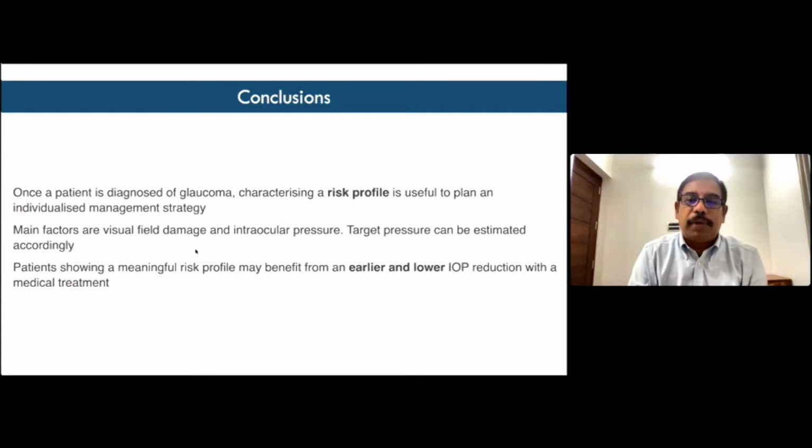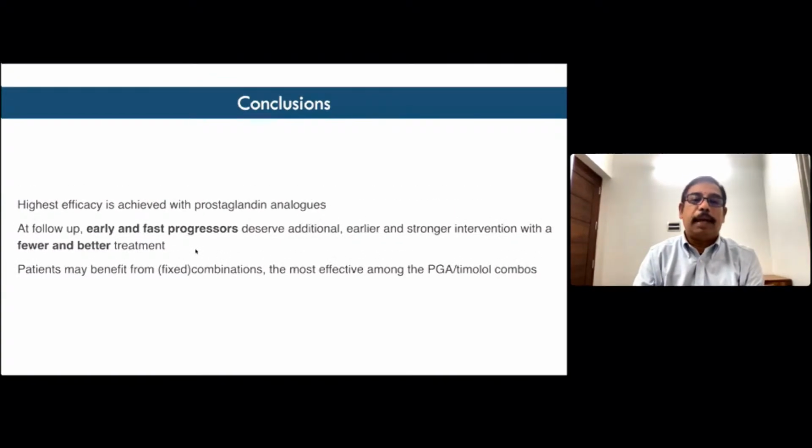Understanding the risk profile of the patient when we start planning for the disease is extremely important. Understanding the target pressure, the two main factors are the visual fields and the intraocular pressure. But we have to keep looking at what kind of change the patient has over a period of time. If we can pick that up as early as possible, we can treat the patients with either one additional drug, or go for combinations, the most effective combination being the PG and timolol, and of course others need to be added over a period of time.